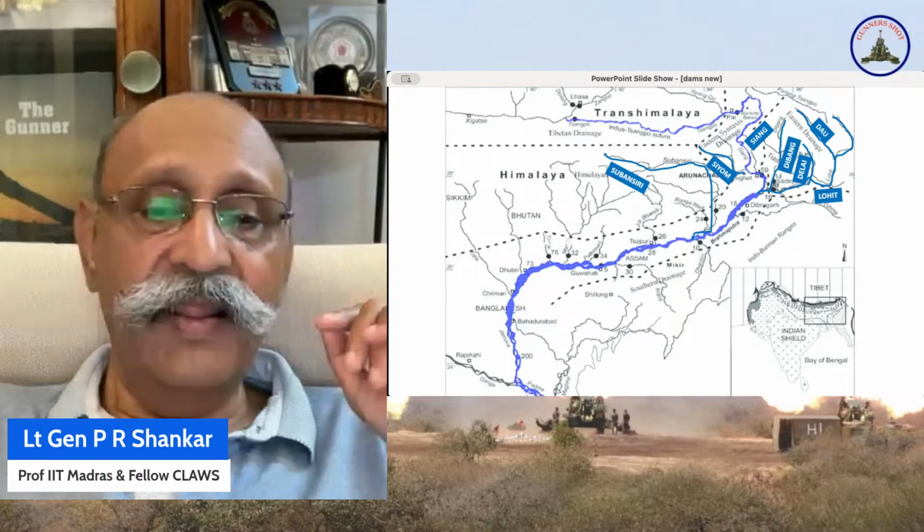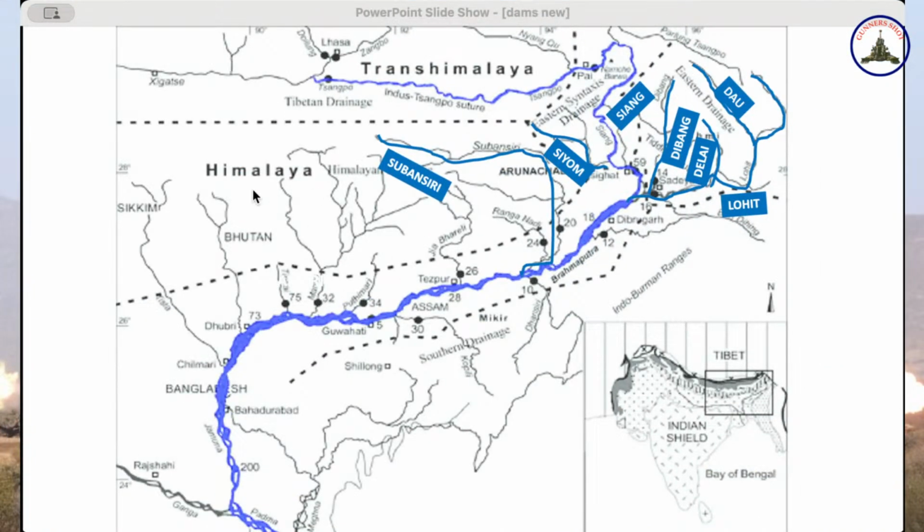Okay. And this is Siang. This part is called Siang. It joins the main Brahmaputra at Sadiya actually, but we call it Pasighat also. That's okay, very little distance. So it joins and then it becomes Brahmaputra. Siang is only one tributary of mighty Brahmaputra. Dibang carries a lot of water. Dibang, Dikrong and Dhansiri carry a lot of water.